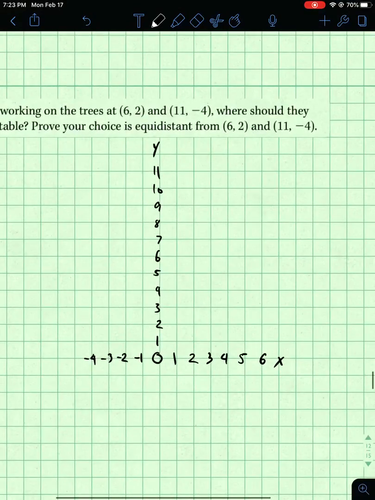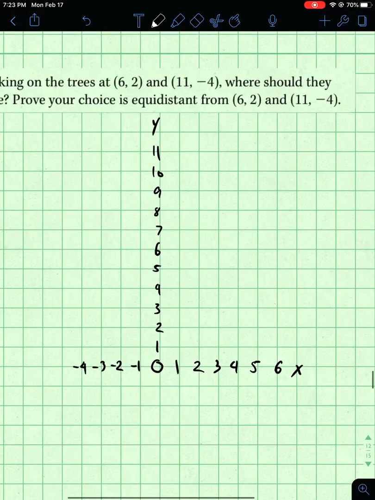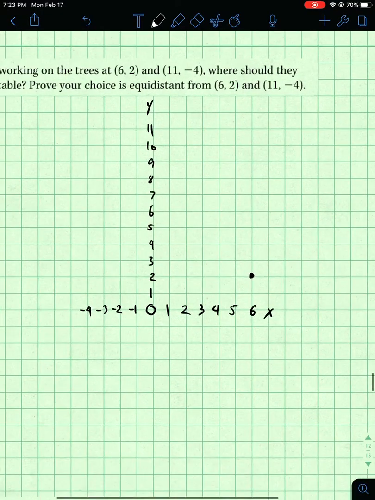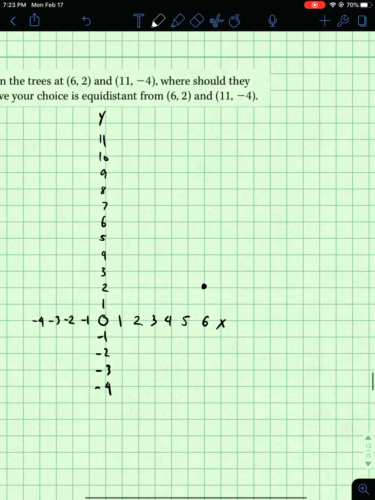I've already drawn the grid here. (6, 2) is right here. There's one person. (11, -4). Darn it, I messed up the x and y axes again. Okay, so -1, -2, -3, -4, x, 7, 8, 9, 10, 11. Here's the other person, (11, -4). Let's label this (6, 2), and down here 11 for the x, -4 for the y.